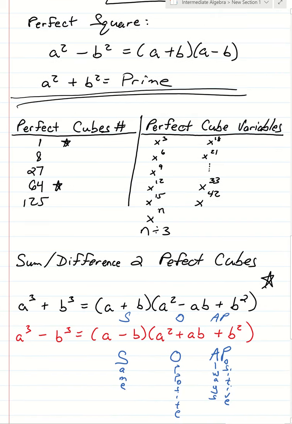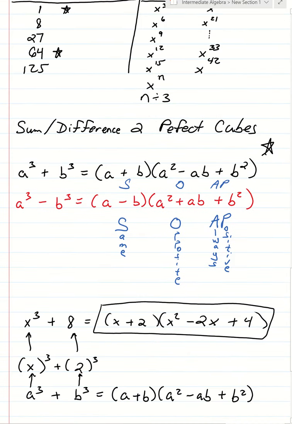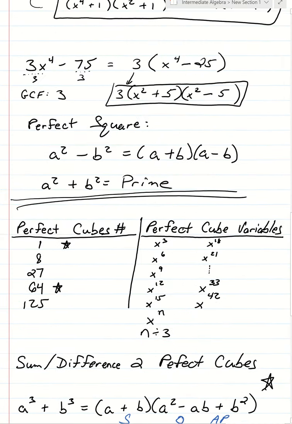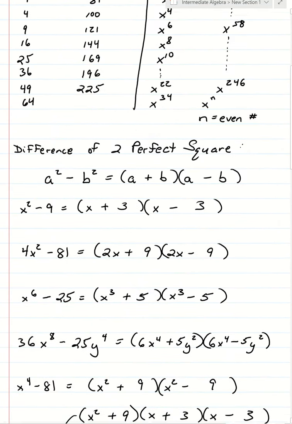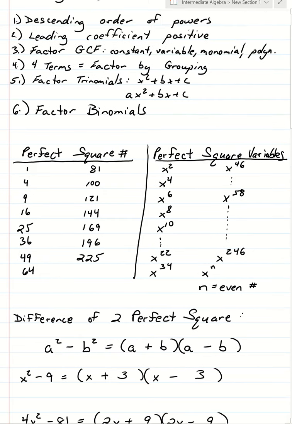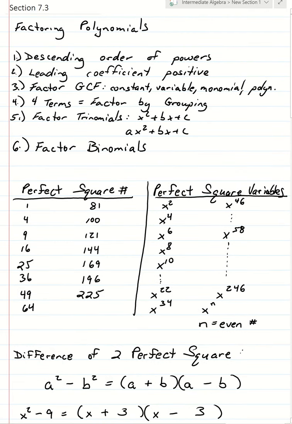That completes section 7.3. And that actually completes all the different types of factoring that you're going to have to look for when you are looking to factor down polynomials. Okay? So there are now a total of 6 steps that you want to take a look at when factoring the polynomials. Descending order, leading coefficient positive. You want to look to see if there's a greatest common factor. Then you want to take a look at the number of terms. 4 terms, you use grouping. If we have trinomials, I gave you some skills for that. And then finally, what we have here are the factoring of these binomials, perfect cubes as well as perfect squares.